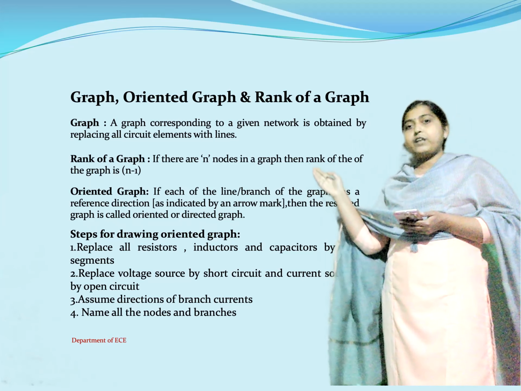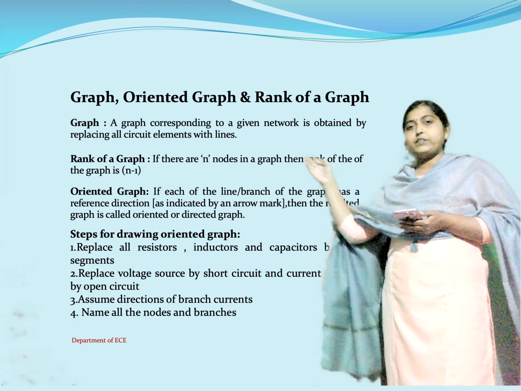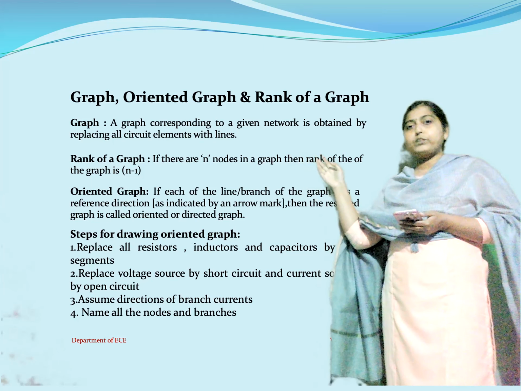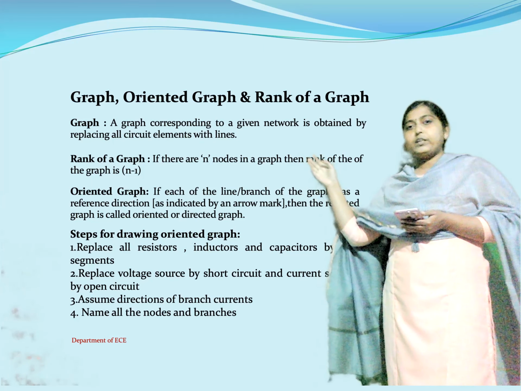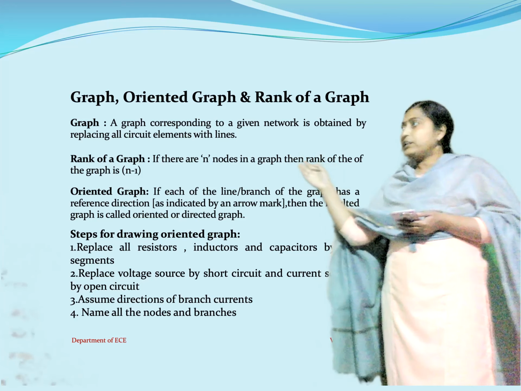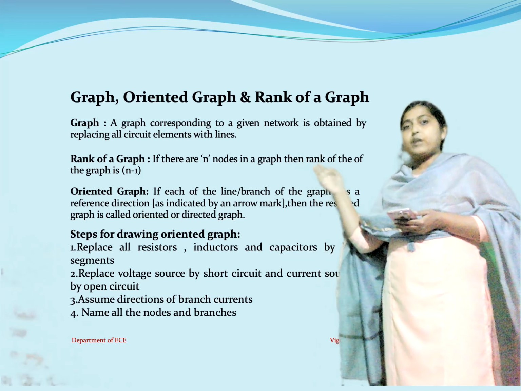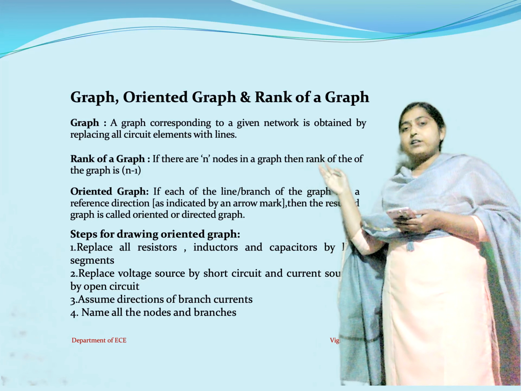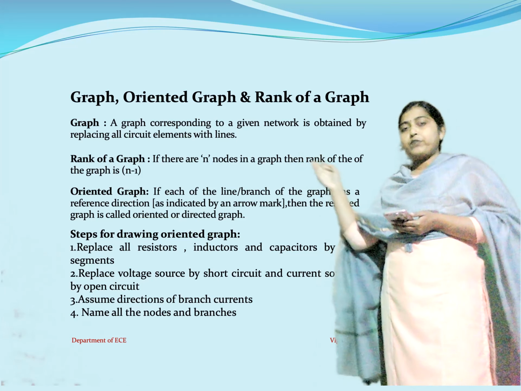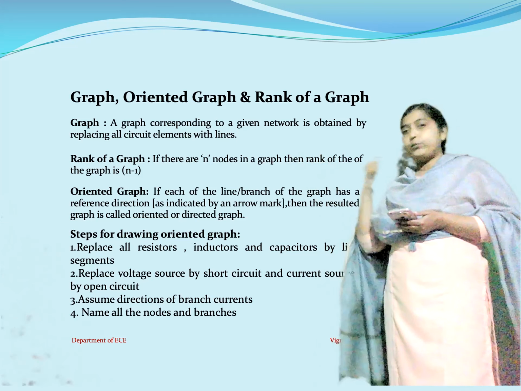The rank of the graph depends on the number of nodes. If your network has n number of nodes, then the rank of the graph is given by n minus 1. Apart from that, we also discussed the steps you have to follow in order to draw the oriented graph.